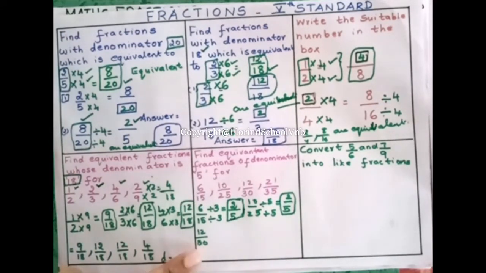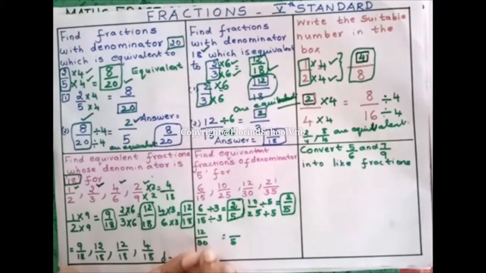You have to get denominator 5. So say 5 tables, 5 ones are 5, 5 twos are 10, 5 threes are 15, 5 fours are 20, 5 fives are 25, 5 sixes are 30. So divide 30 by 6. The same way divide 12 also by 6. 2 sixes are 12, 2 by 5.